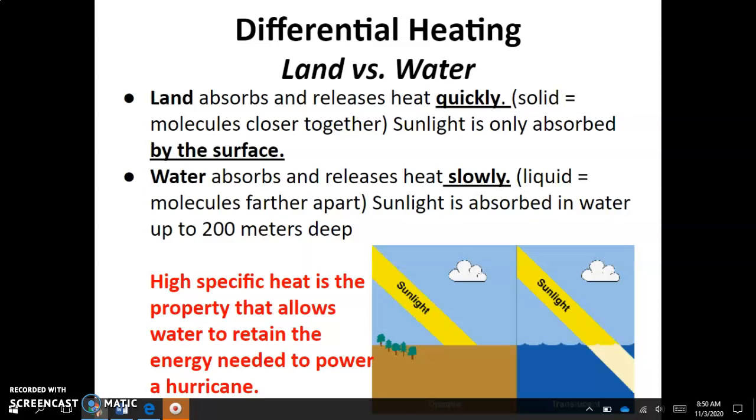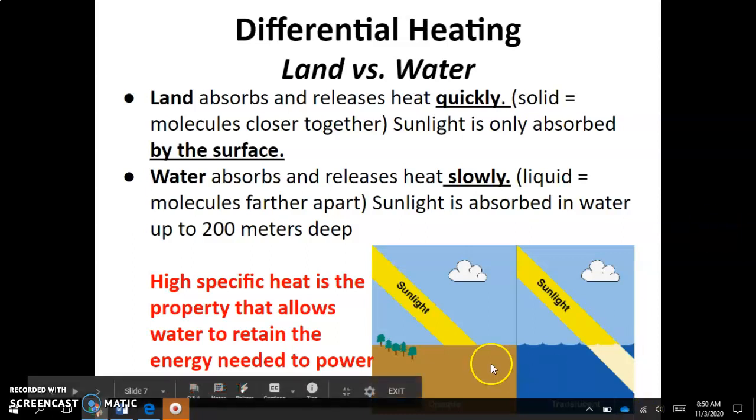So land will absorb and release heat quickly. So solid, the molecules are closer together. So the sunlight is absorbed by the surface only. So here the sunlight cannot penetrate into the ground because it's opaque. So all of this radiation will be absorbed and the land will heat quickly.